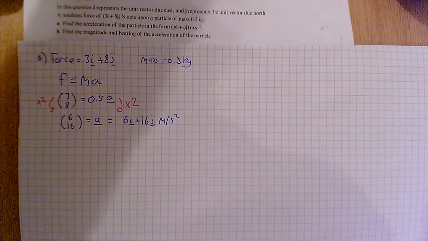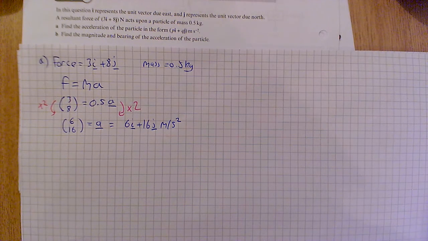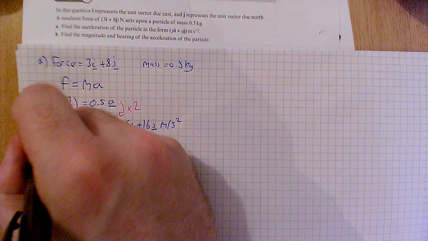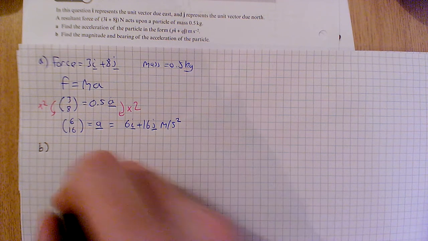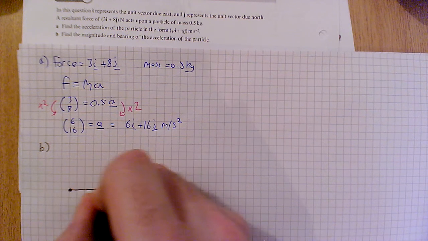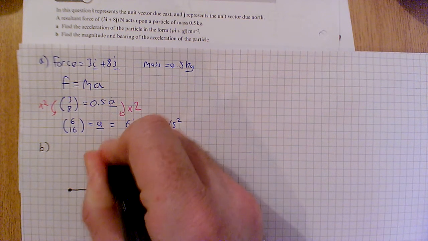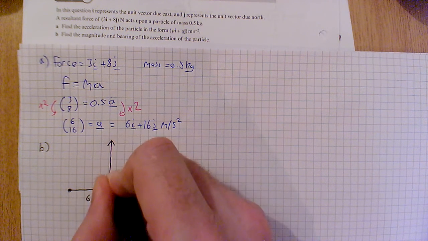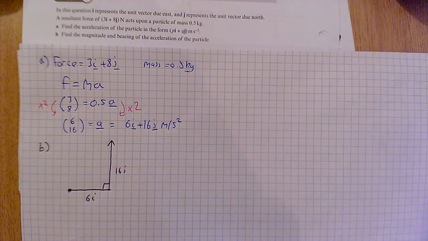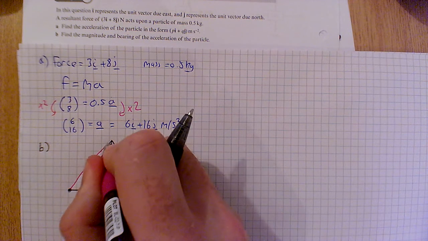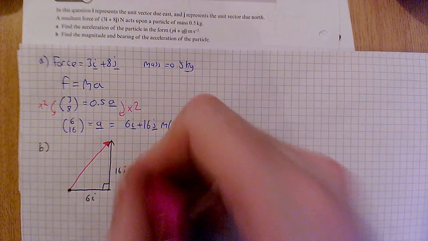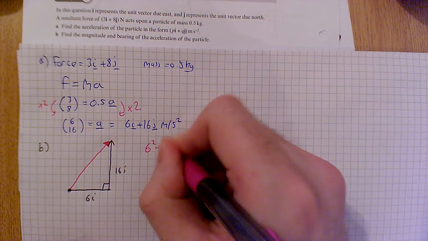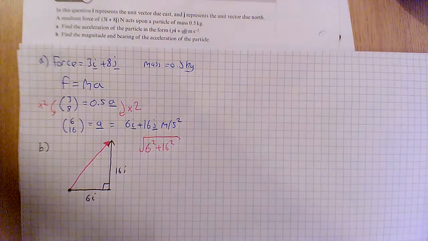For part B, it asks for the magnitude and the bearing of the acceleration of the particle. So the first thing I'm going to do is draw a picture like I did previously in lesson 10.2. It's going to be very, very similar. So we've got 6i, so that's off to the right, and positive 16j, so it'll be up. So it's going to look something along these lines, where it doesn't have to be to scale, just a rough sketch. So we've got 6i and 16j. And if we're looking for the magnitude and the bearing, well, we're going directly there. So the pink arrow is representing my magnitude, and we're going to use Pythagoras to work out what it is. So 6 squared plus 16 squared, all square rooted.